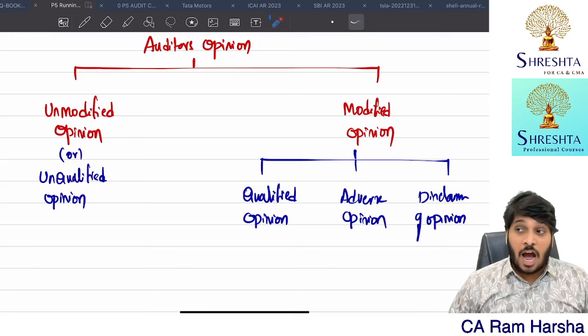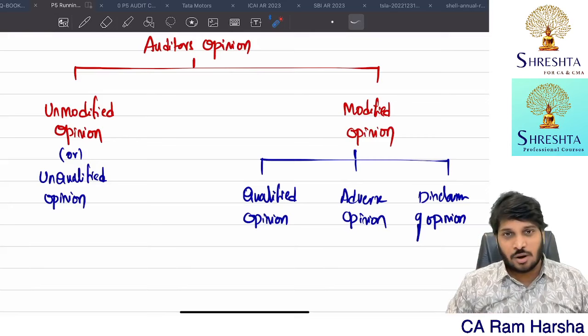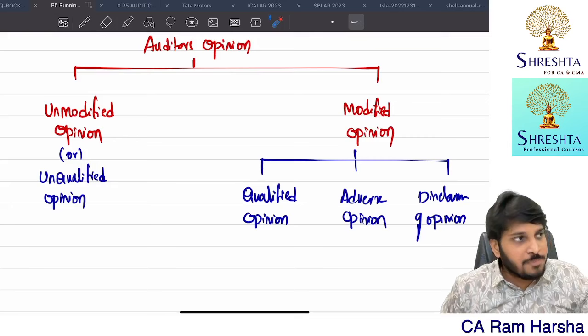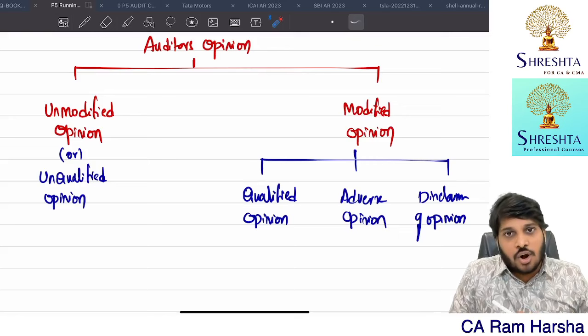Immediately, the director started arguing, sir, how come you say the entire P&L is wrong? It's only a 100 crore mistake you found. Even if you say that, people will ask you the reason. Why is the entire P&L wrong? You will say that 100 crore is wrong. That's why you said the entire P&L is wrong. People will screw you. People will not agree with your opinion.